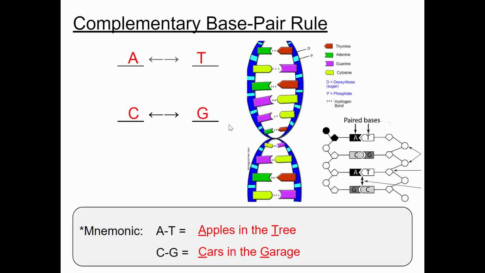I don't know if you need a way to remember this: apples and trees, cars in the garage. A and T, C and G.